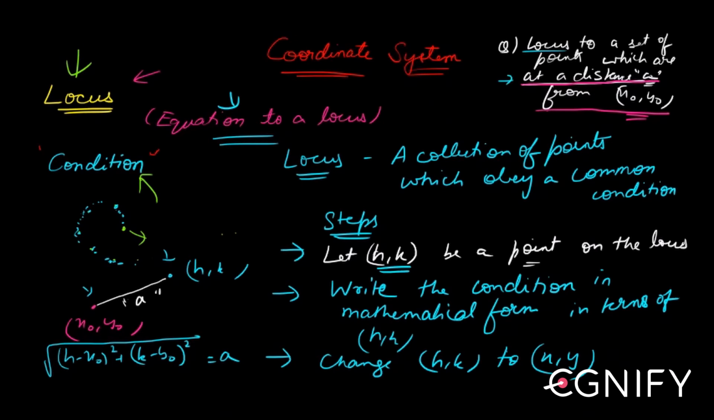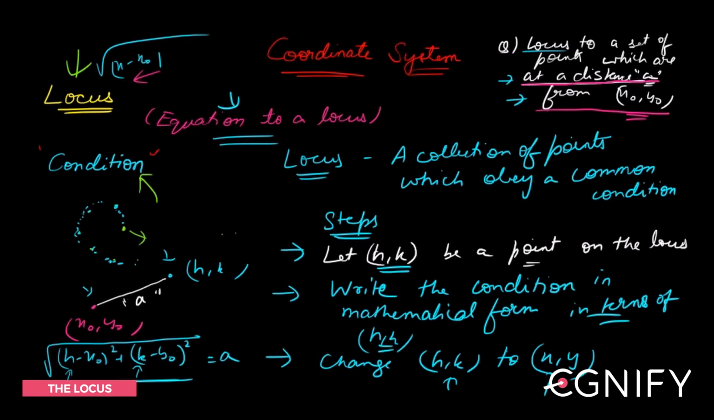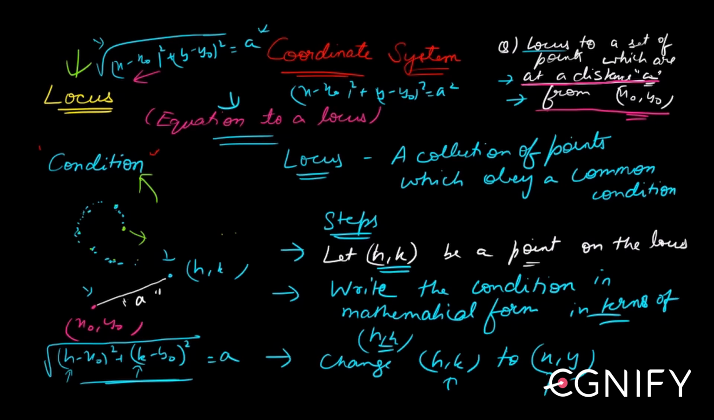So this condition that's written in English, I've converted into mathematics, right? And that condition should be in terms of h comma k. So my final step is I'll change h comma k to x comma y. So square root of x minus x naught whole square plus y minus y naught whole square equals a. In fact, if I square both sides, it is x minus x naught whole square plus y minus y naught whole square equals a square. Later you will see that this is the equation of a circle.